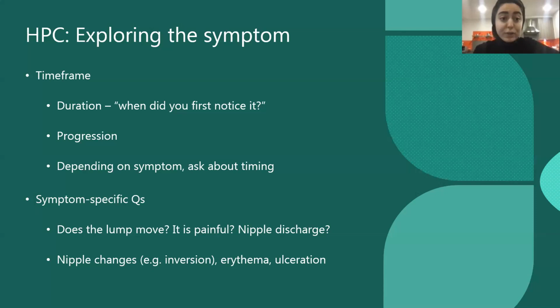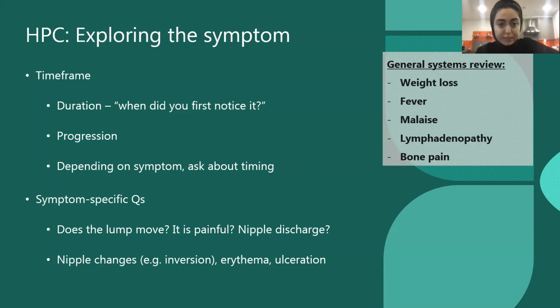Then, whatever the symptom was, ask if there are any nipple changes. The most important one is nipple inversion because it's a very important indicator of breast cancer. Or if they had any itching in the skin on the nipple or around the area of the nipple, or any erythema or ulcerations. With any symptom, try to find out in the beginning of your consultation if it's just one breast that has the problem or both breasts.